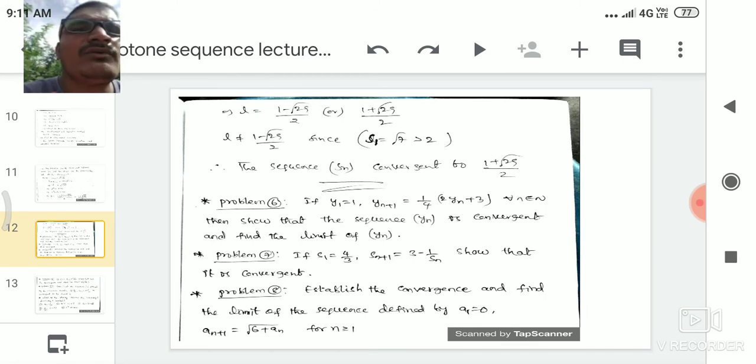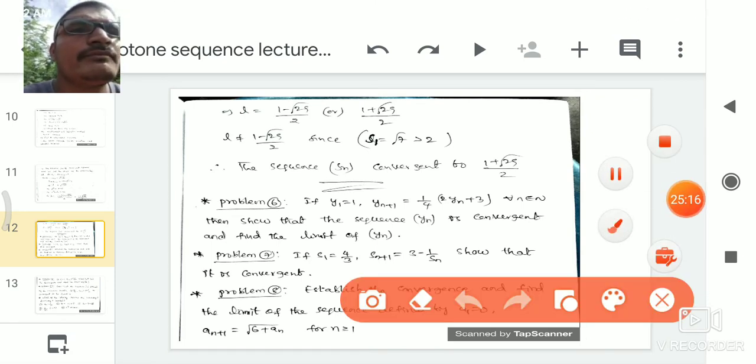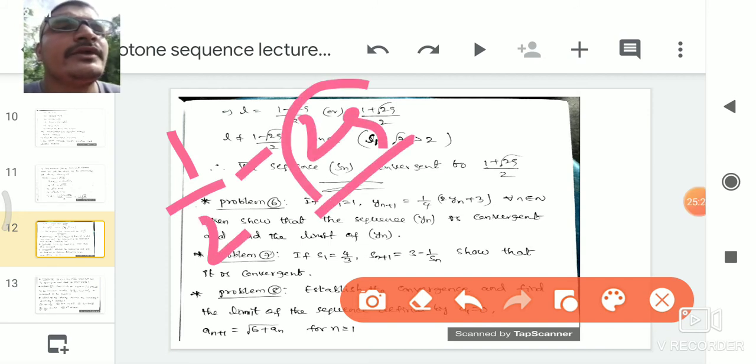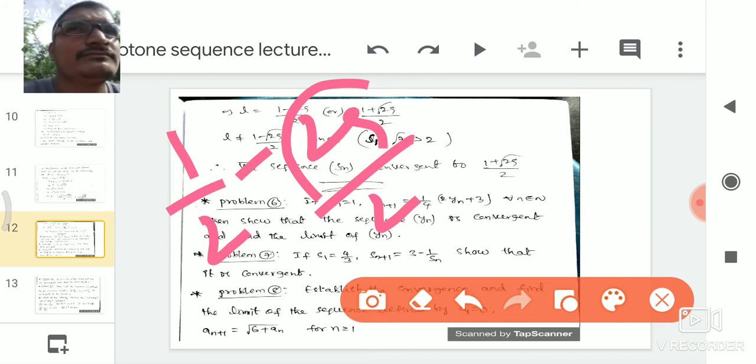Here L is not equal to 1 minus root 29 by 2. Why? Because 1 minus root 29 by 2 can be written as 1 by 2 minus root 29 by 2. So here 1 by 2 is 0.5, and 1 by 2 minus root 29 by 2 is always less than 1 by 2.